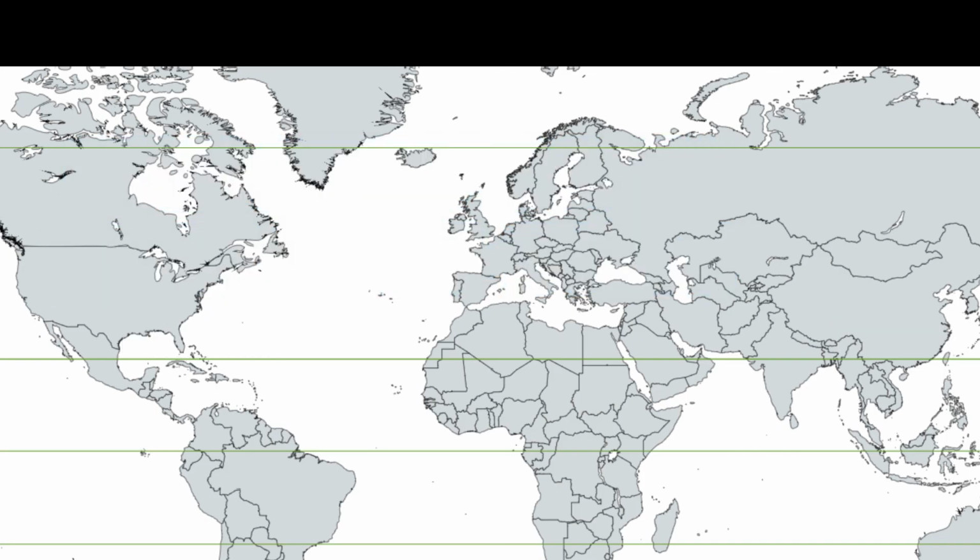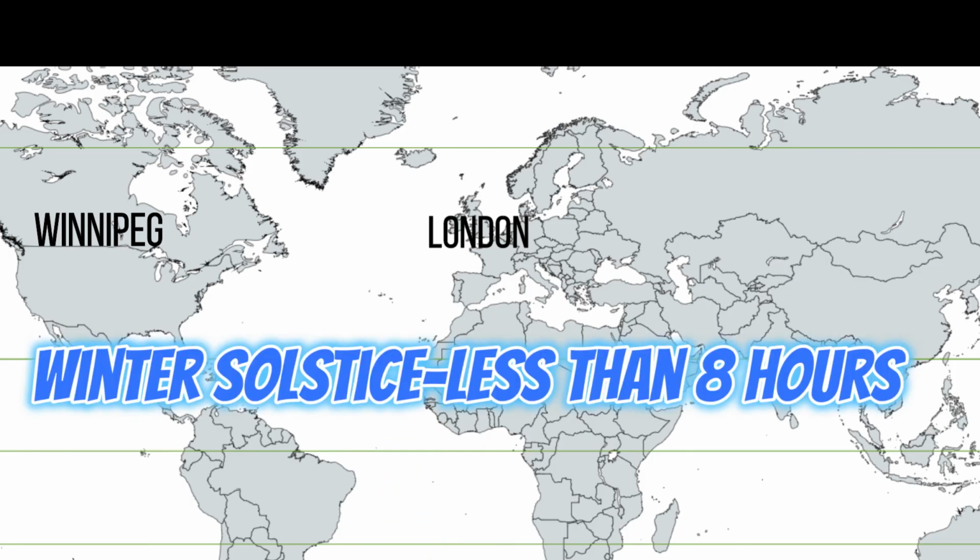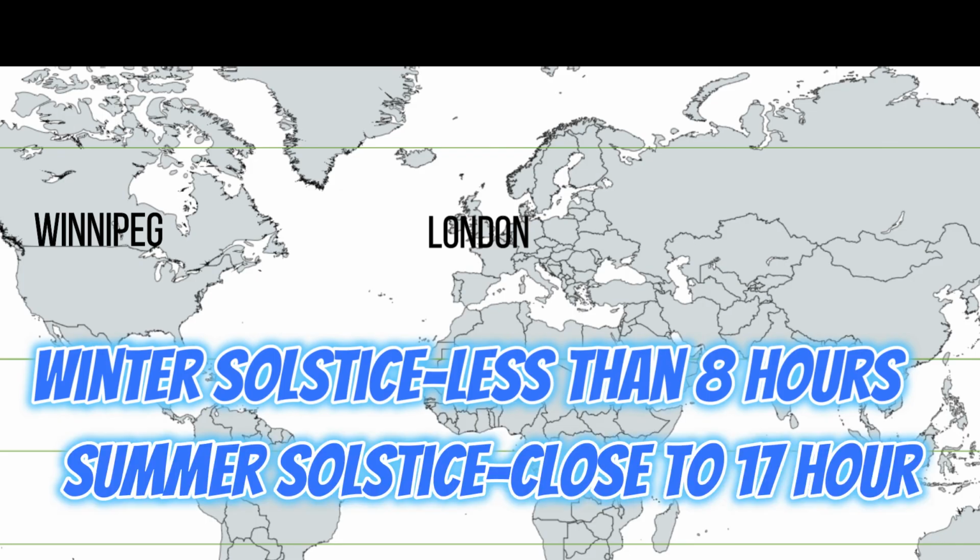Heading to 50 degrees north, both London, England, and Winnipeg, Canada are around the same latitude. Sun angles throughout the year range from 15 degrees to 62 degrees, and daylight hours on the shortest day is less than 8 hours, while on the longest day it's close to 17 hours.